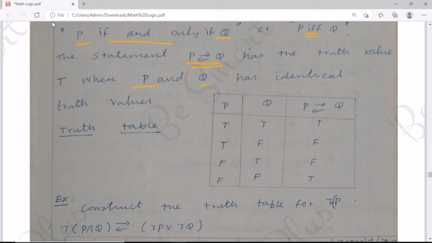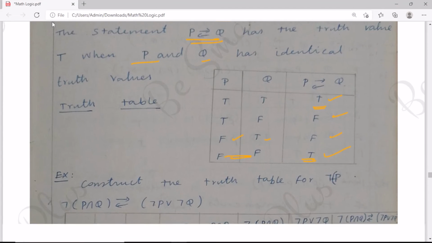If both of them have identical truth values, it has the truth value true, which means if it is true, both of them are true, and if it is false, both of them are false. Look here: both of them are false, so it has the truth value true. Here both of the statements P and Q have the truth value true, so the same truth value. Now here they are opposite, true false, so false; false true, false. So if they have different truth values you get false, and if they are identical you have the truth value T, that is true.